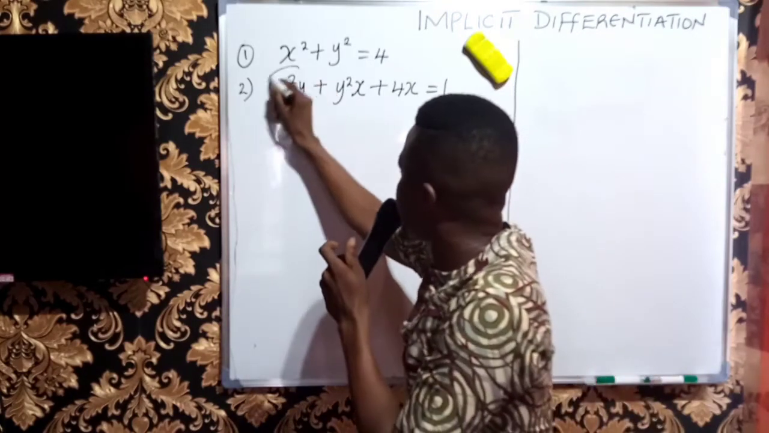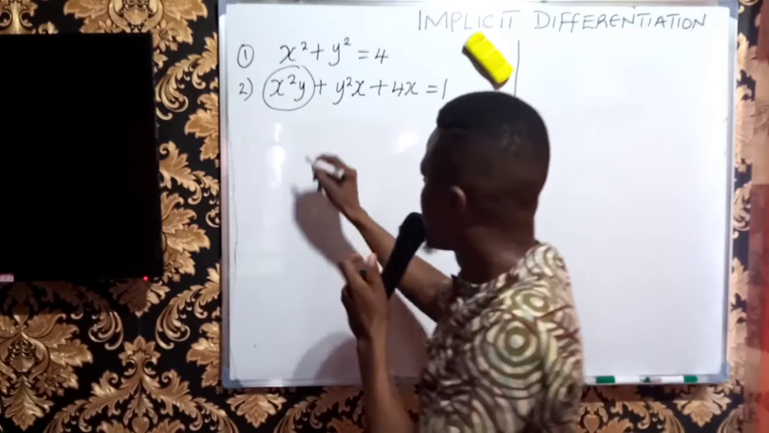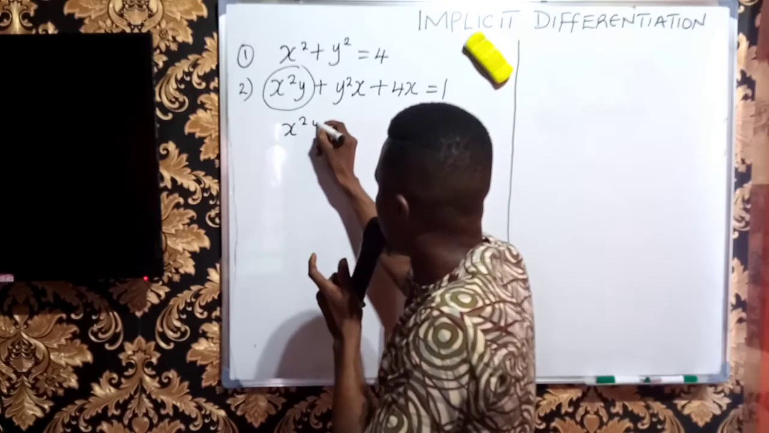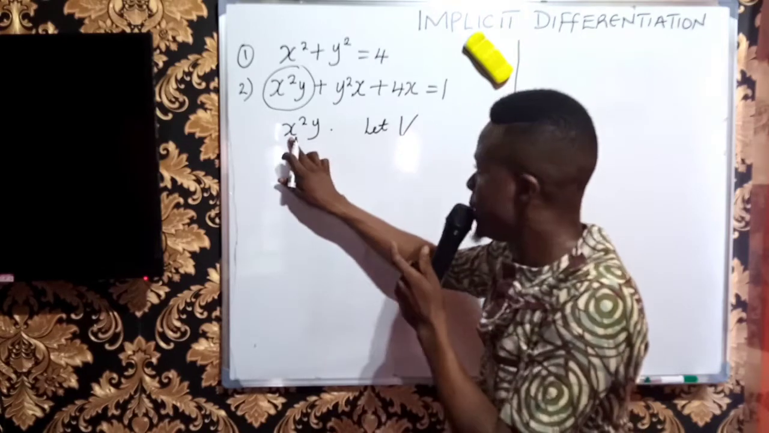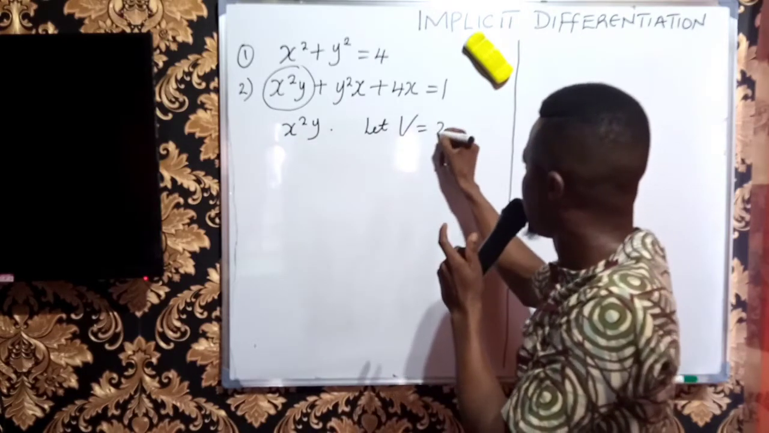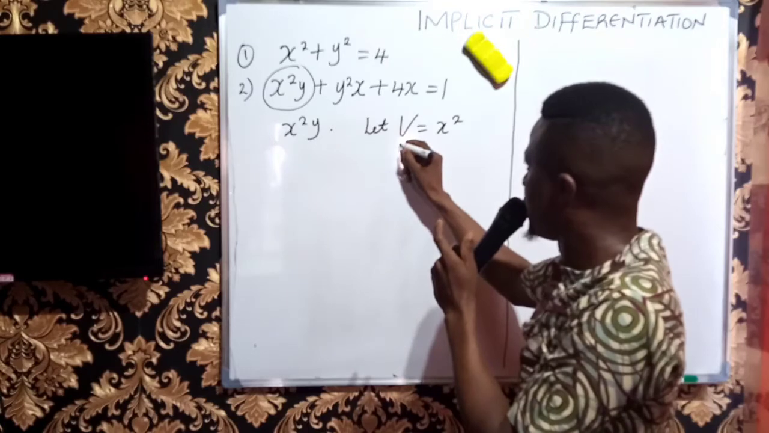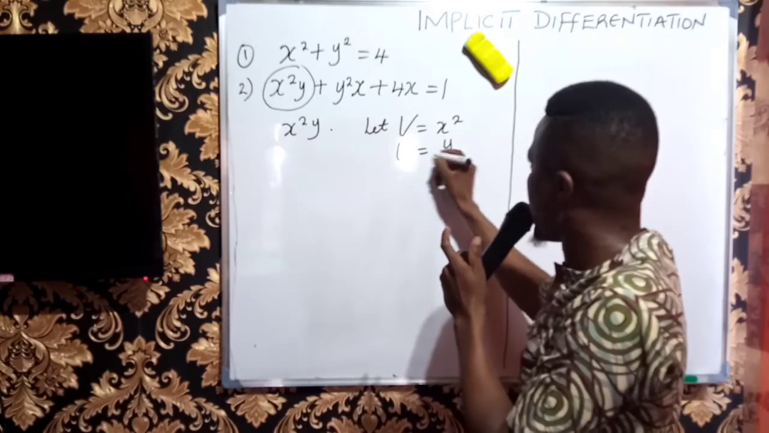So let me take the first term here and differentiate. When I have x squared y, I will say let v be the first term, which is x squared, and u be y, the second term.